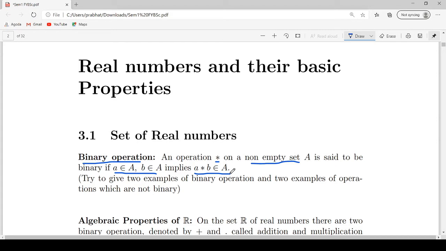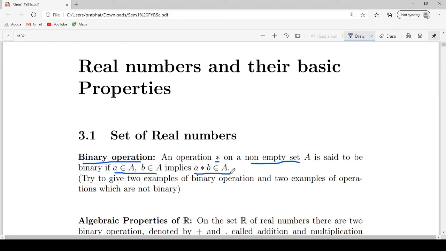Similarly, if you consider your set A as the set of natural numbers and you take your operation star as minus, then we know that subtraction of two natural numbers need not be natural. For example, you consider 1 minus 2. 1 is natural, 2 is natural, but 1 minus 2, which is equal to minus 1, is not a natural number. Therefore, minus is not a binary operation on our set of natural numbers.